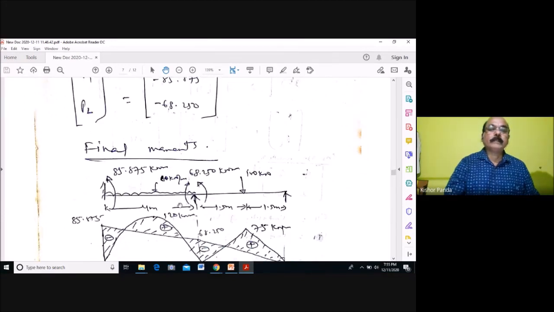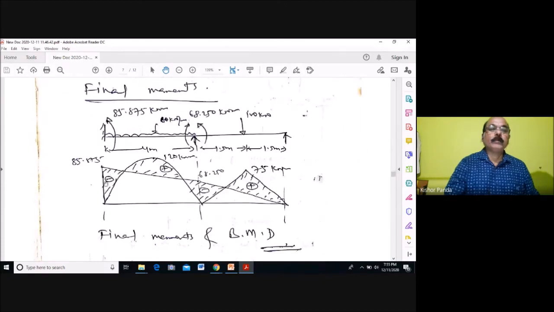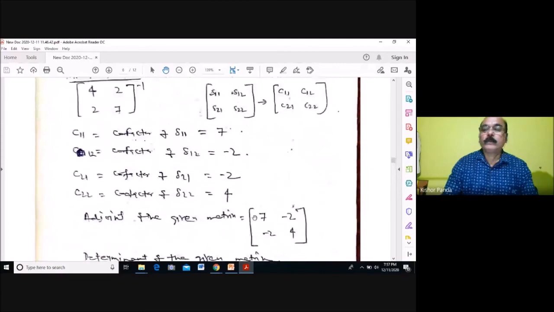After getting these moments, you can plot the bending moment diagram. 85.8, this one 68.250, and here this is 0. Due to loading, this is the bending moment diagram, a parabola, and this is the triangle. Then the net bending moment is negative here, positive here, negative and positive. So this is the final bending moment diagram. Now all are clear.